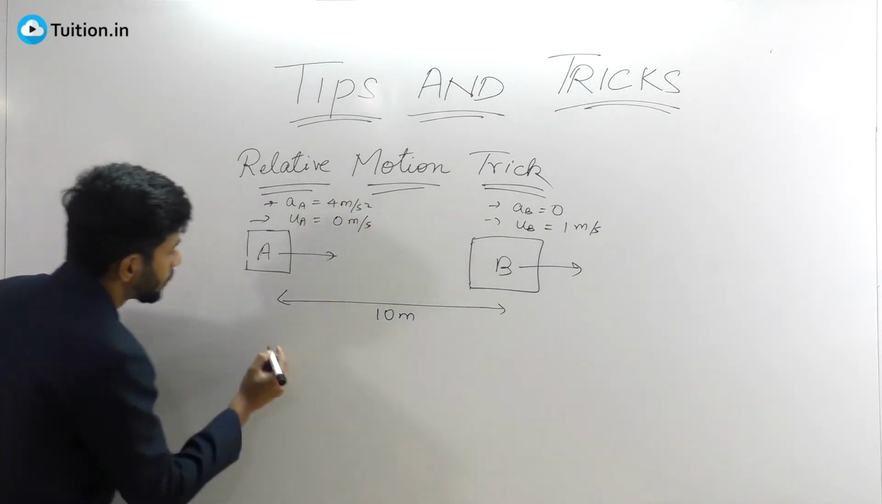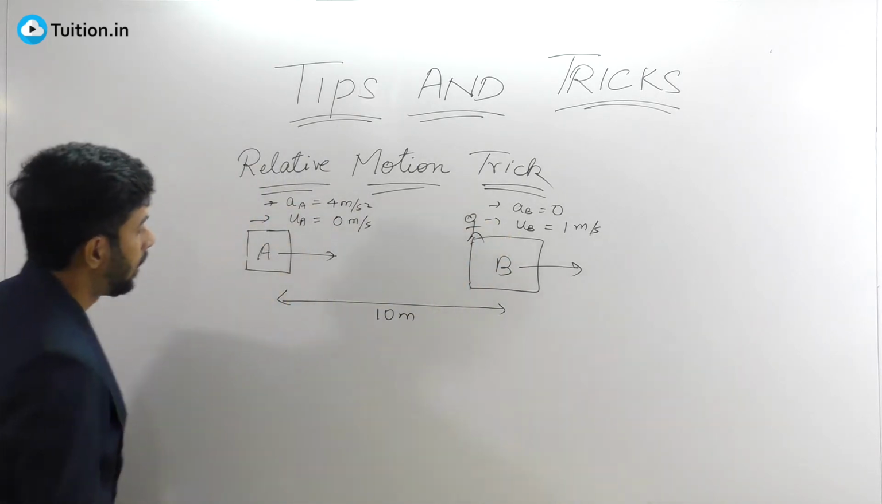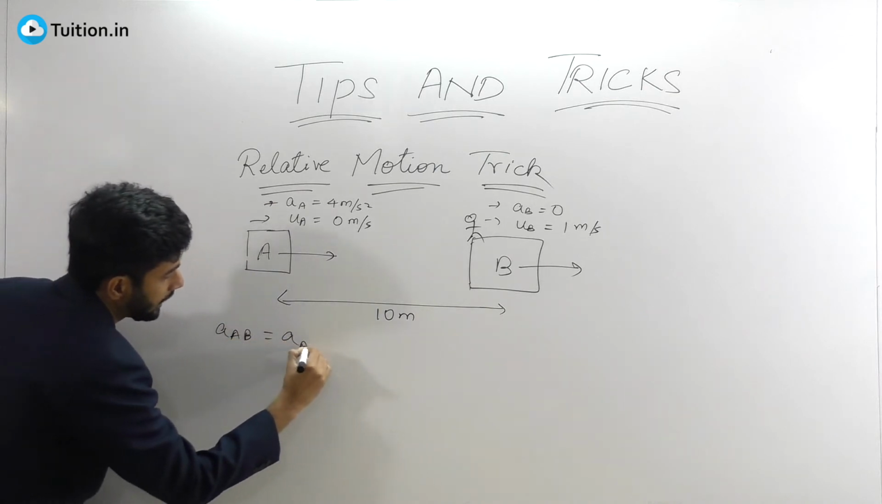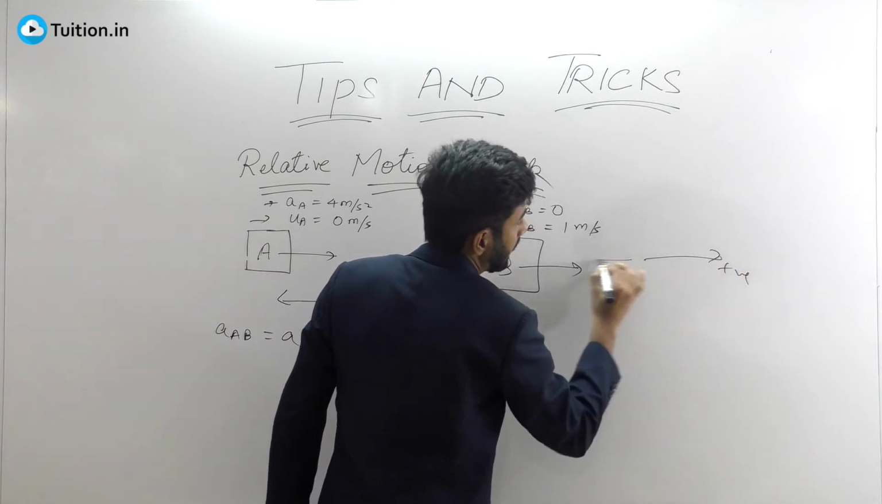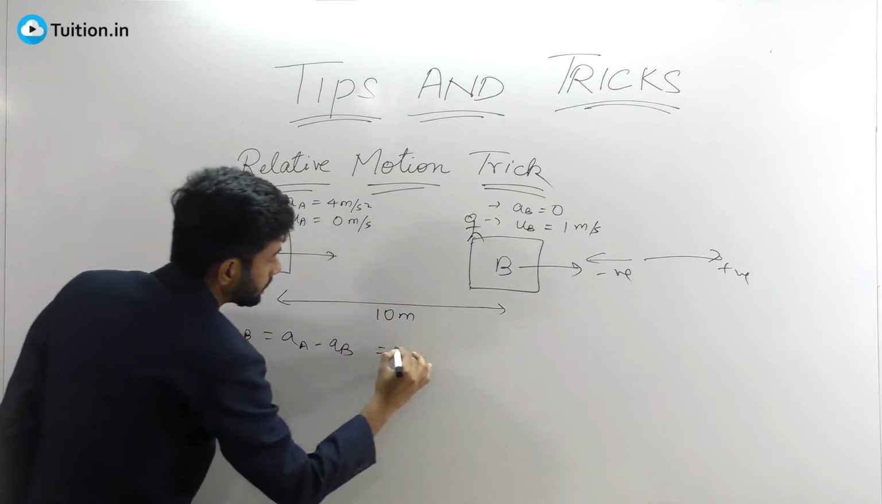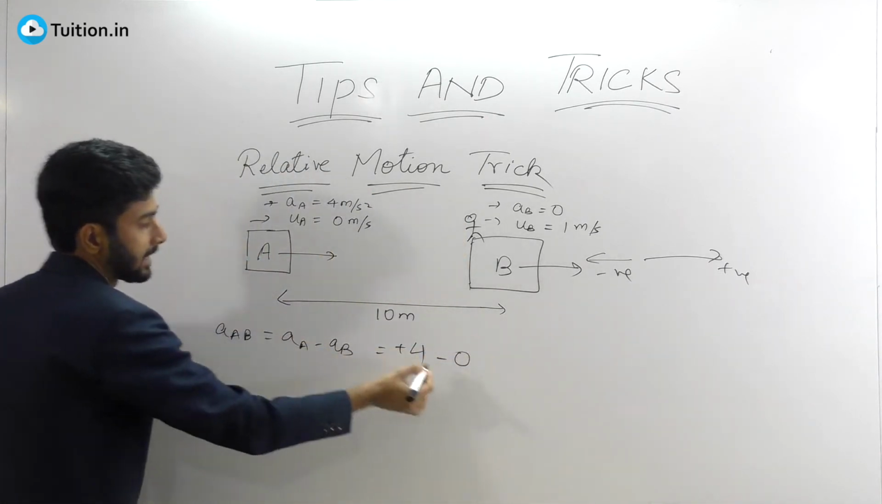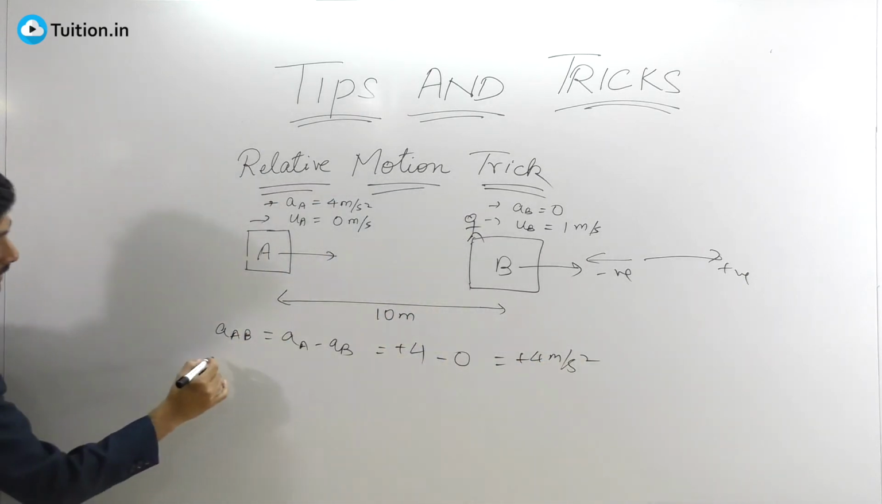Let's see how. Let's put ourselves on this particular block B and look at A. Now, I need the acceleration of A with respect to B, which is acceleration of A minus acceleration of B. Remember, my right side is positive, my left side is negative. So, a_A is plus 4 and a_B is 0, so a_A minus a_B is plus 4 meter per second square. This is my acceleration of A with respect to B.